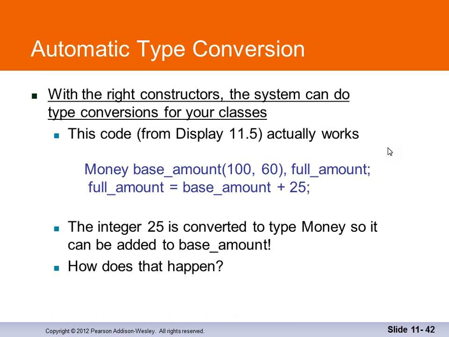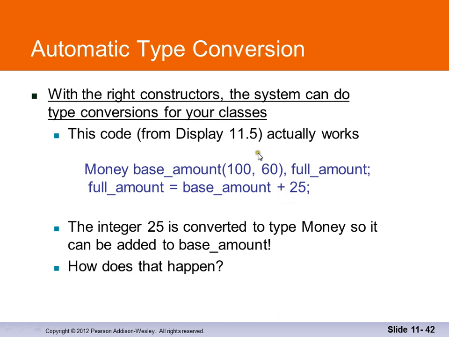One more thing, and then we'll run the code, try to run the code. The automatic type conversion. This goes back to the point that we have mentioned. Can we do this or not? Full amount is equal to base amount plus 25. This is function called operator plus, right? Operator plus, it takes 2 arguments.